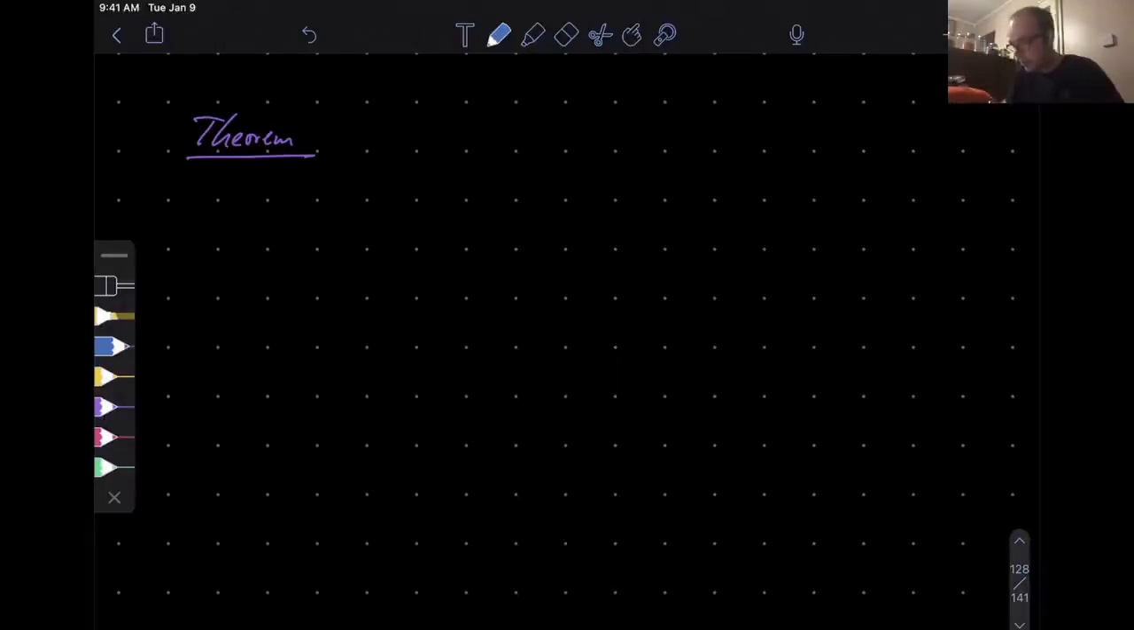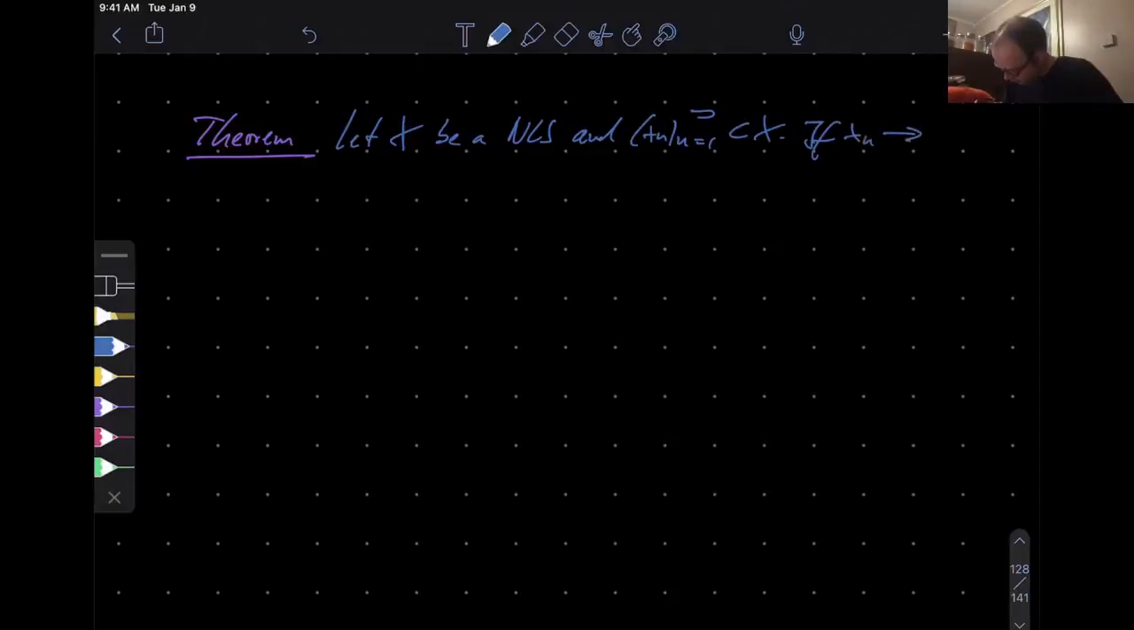Okay, so theorem: let X be a NLS and x_n a sequence. If x_n converges, well, in norm, so the ordinary convergence, as n goes to infinity, then it converges weakly, right? So that's why really the name weak is justified. And this is not a two-way street. I gave an example with those e_n's in little l2.